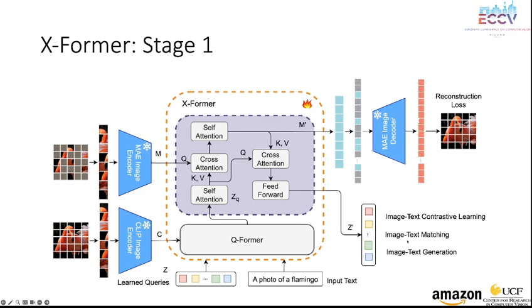And then the image-text matching loss, which is a binary classification loss that says whether an image-text pair matches or not. And then the image-text generation loss, which generates the text for the given image.